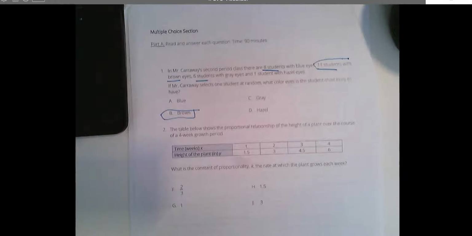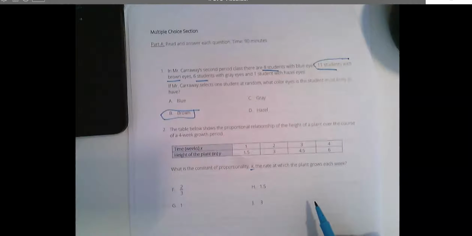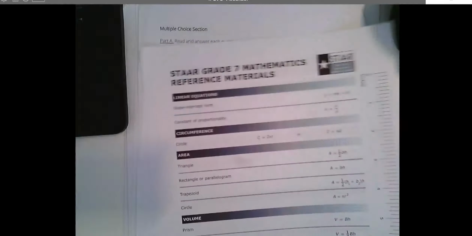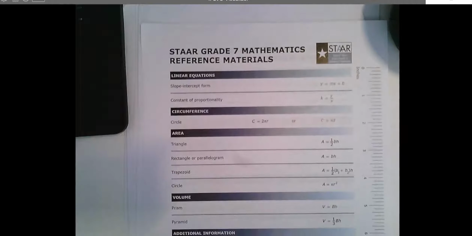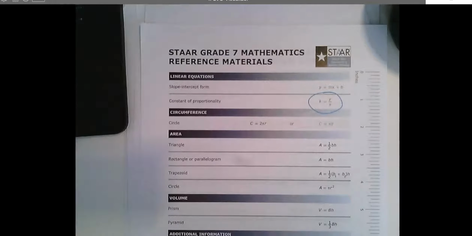Alright, cool, moving on. The table below shows the proportional relationship of the height of a plant over a 4-week growth period. What is the constant of proportionality, K, the rate at which the plant grows each week? Alright, so I want to see if I can just notice a relationship right here. I can also use my STAR reference chart if I'm struggling and I don't remember. Always go look at your STAR reference chart, even if you're pretty confident. It will take you half a second to just glance over and be like, yep, okay, I remember.